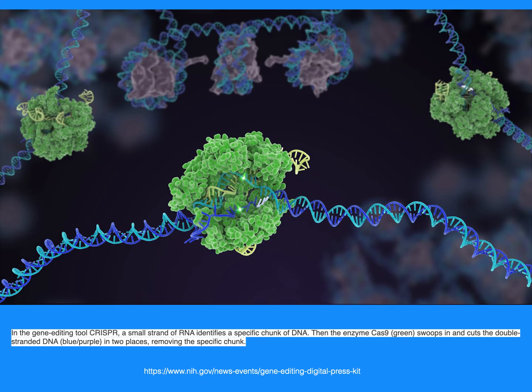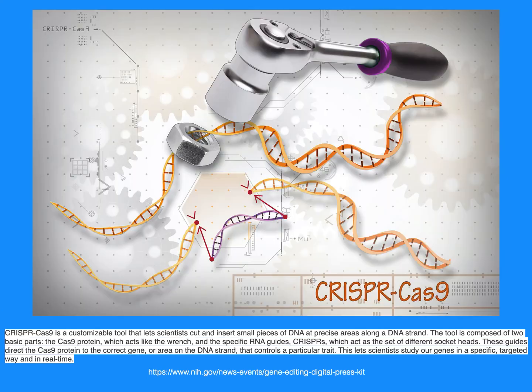In the gene editing tool CRISPR, a small strand of RNA identifies a specific chunk of DNA. Then the enzyme Cas9 swoops in and cuts the double-stranded DNA in two places, removing the specific chunk. CRISPR-Cas9 illustration.